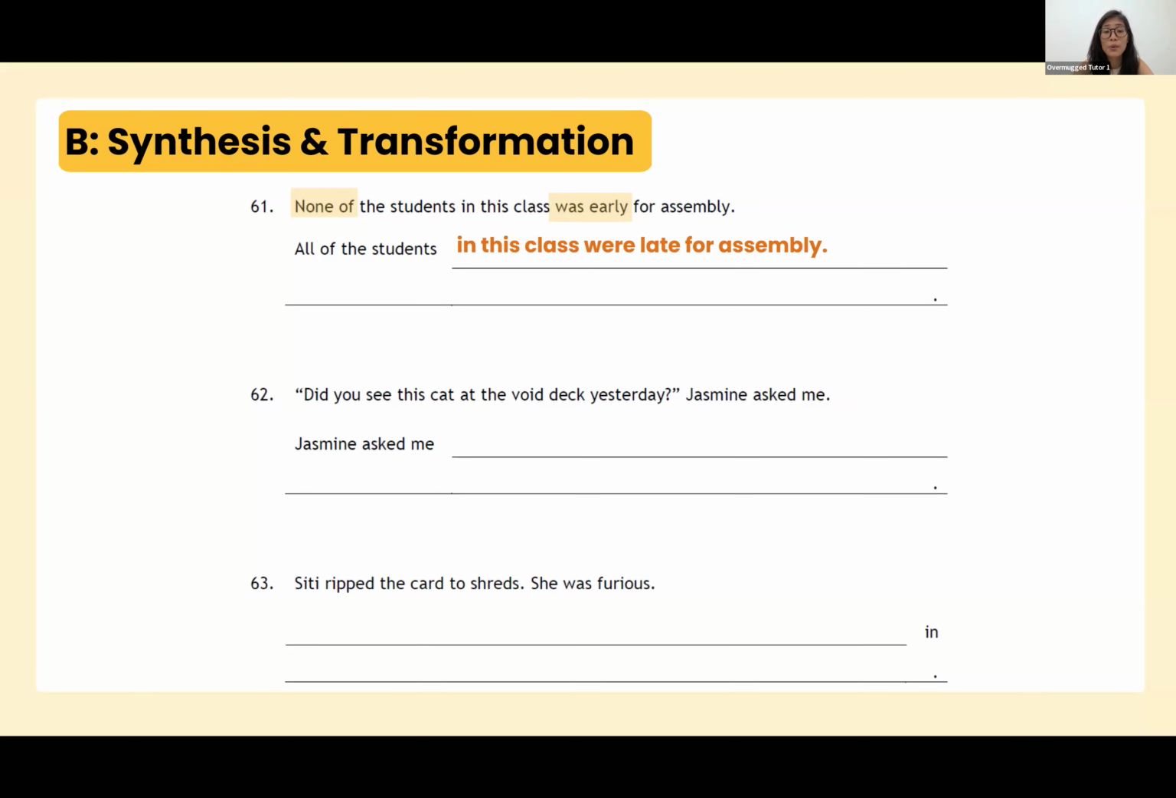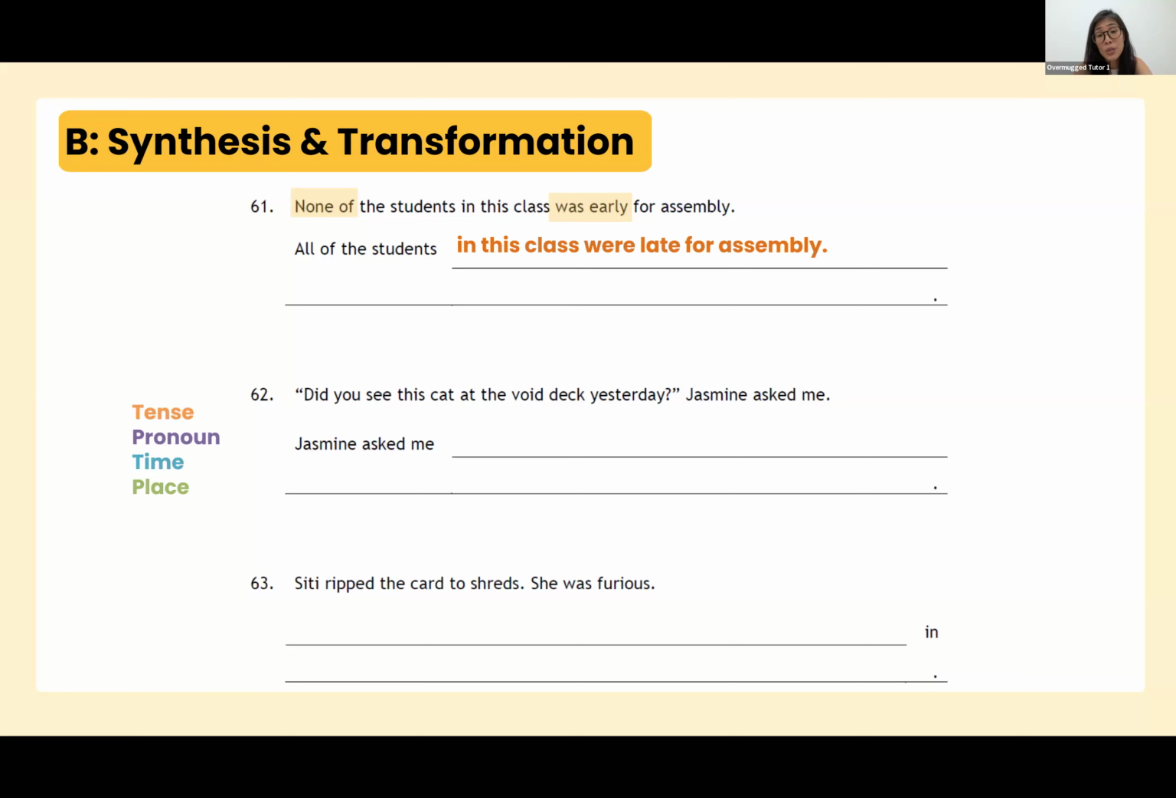Question 62 is a question which you have to do a reported speech for. Usually, for such questions, your school teachers might have told you this before, but there are 4 things you need to change. I like to call it the toilet paper party time rule, so TPPT. It stands for tense, pronoun, time, and place.